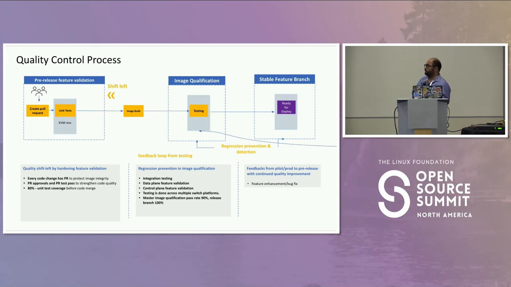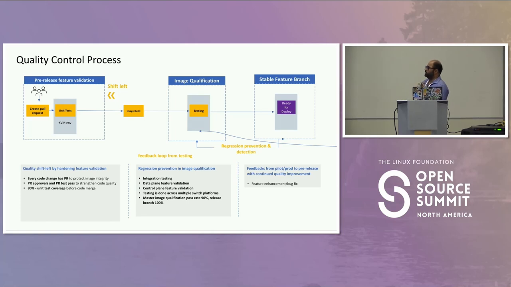Once we go through that cycle, it goes to an image build, and then to image qualification. Image qualification has more advanced testing across this stage, where we have integration testing and data and control plane testing, and we also make sure it's been tested across multiple physical appliances. We make sure it's completely tested to 100% before we call it ready for deployment.